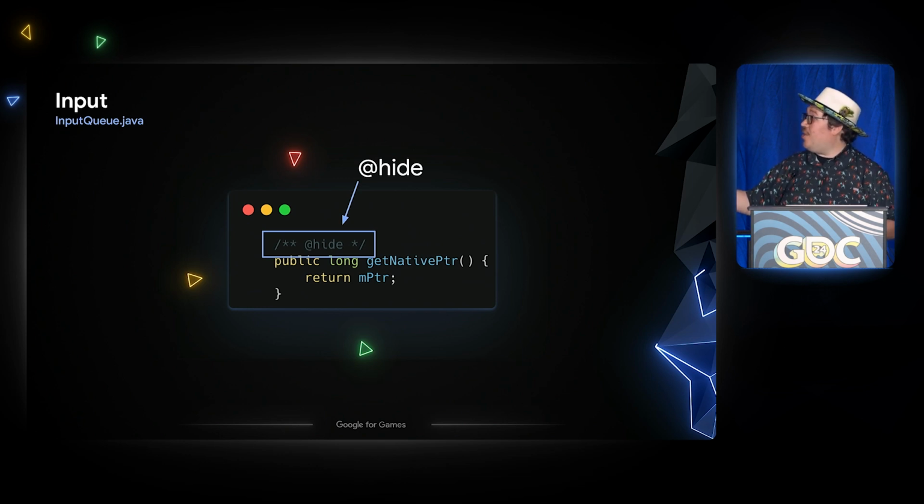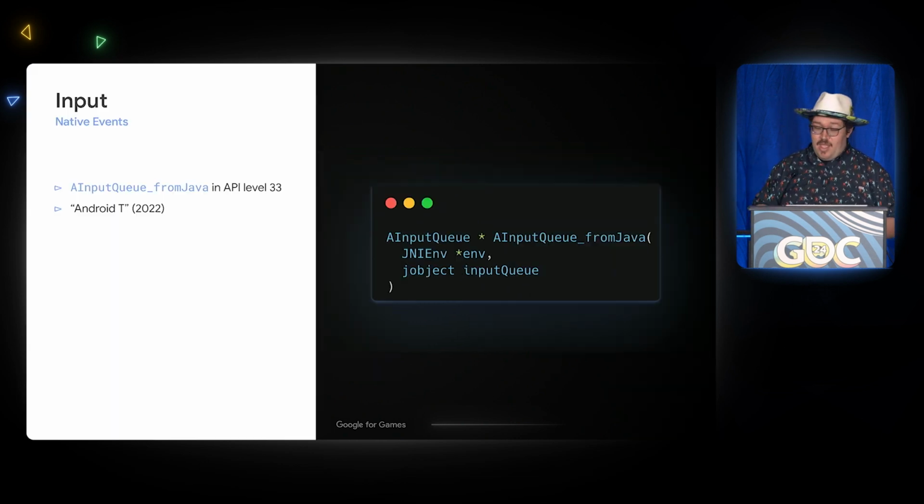This is the source code for InputQueue, and you'll see getNativePointer is marked as hide. This just means it's removed from the public API until API level 33, so there's good news. At which point you can say AInputQueue from Java, and you can do everything exactly like GameActivity. So if you're building your own game engine, this is kind of the fastest way to take all that native logic right into your game.